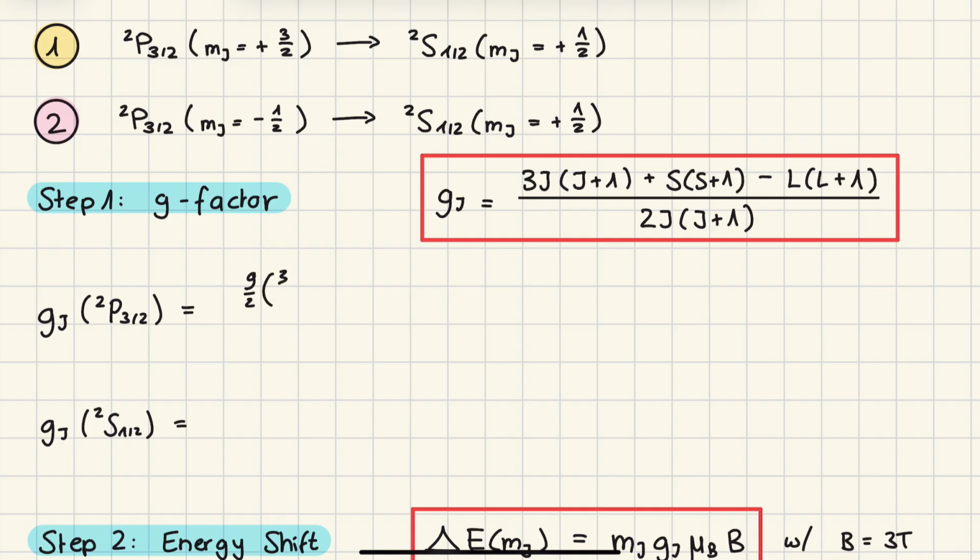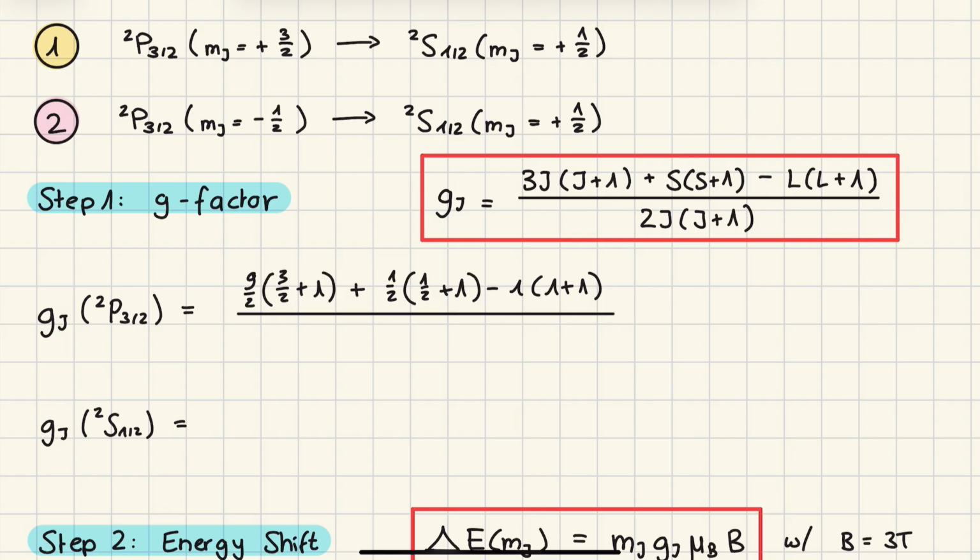3/2 times 3/2 plus 1 plus 1/2 times 1/2 plus 1 minus 1 times 1 plus 1. And in the denominator we have 2 times 3/2 times 3/2 plus 1. Simplifying this, we get a G factor of 4/3.